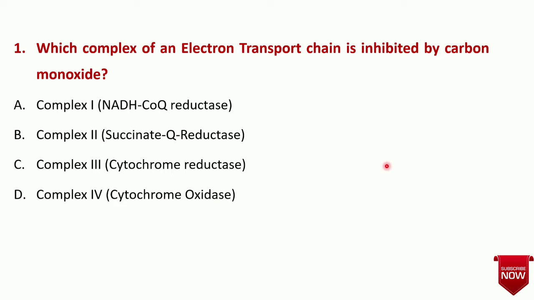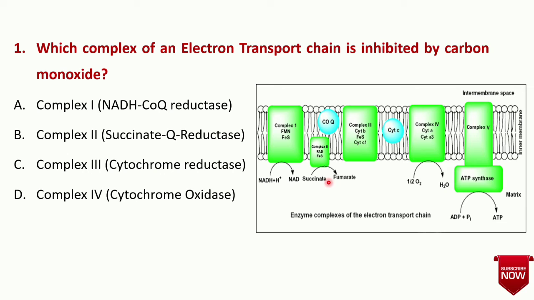Question 1. Which complex of an electron transport chain is inhibited by carbon monoxide? So you can observe complex 1, complex 2, complex 3, complex 4 and complex 5 in the electron transport chain, the ETC chain. So this is one broad view of the complexes we can observe in the ETC chain.